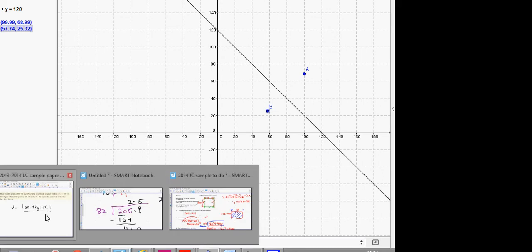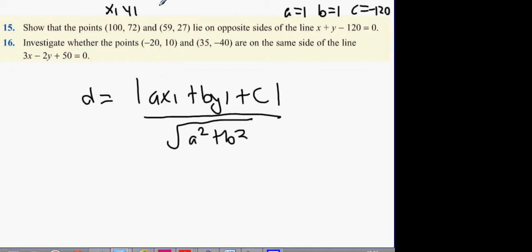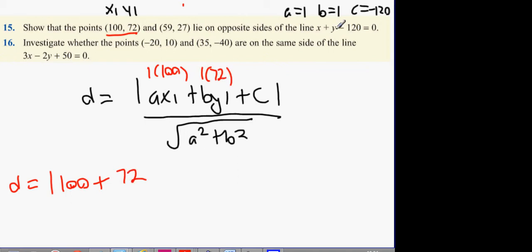Okay, so what we get here is the square root of a squared plus b squared on the bottom. Okay, so let's write our lists. A equals 1, B equals 1, C equals minus 120. For the first part of the question, this one's going to be x1, y1, and we'll do it in red. Okay, so let's begin. D equals 1 times 100, which is 100. And then it's going to be plus b times 1, which is 1 times 72, which is obviously 72. And then c is minus 120.